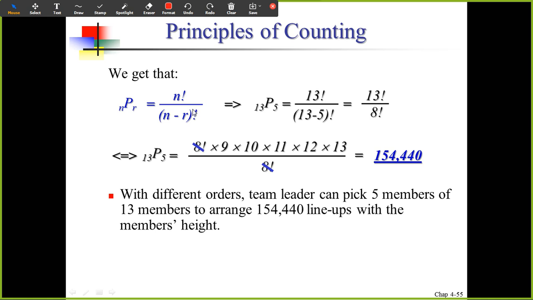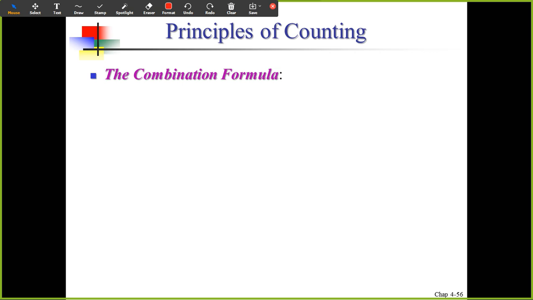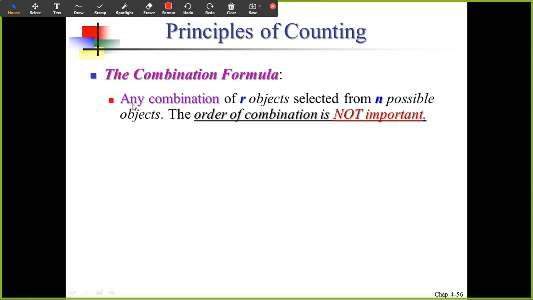If we select some objects among all the objects that you have and take them as a line but without arrangement, without order, then we use combination. For any combination of objects selected from n possible objects, order, arrangement, or selection is not important. So order is not important. When order is not important, we will use combination. Okay, so remember that.